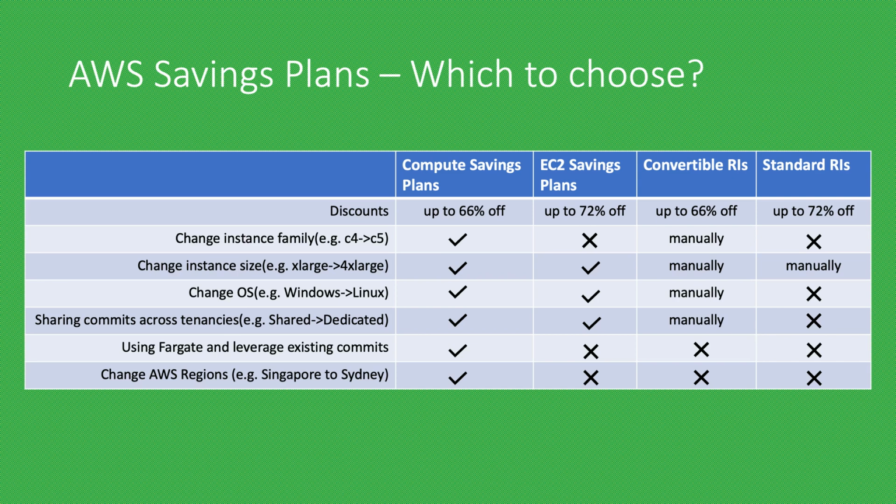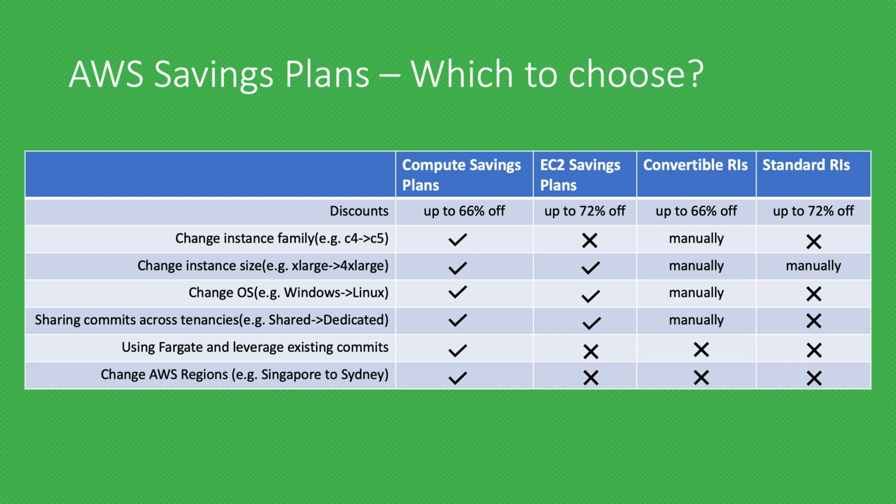EC2 savings plans are like standard RIs, you cannot change instance family. As for instance size, operating system and tenancy, savings plans cover such flexibility automatically. With convertible RI you can do that by modify and exchange manually. Standard RI supports changing instance size and scope by modify. You cannot change OS, tenancy or regions for standard RI. Only compute savings plans support Fargate and cross-region flexibility.